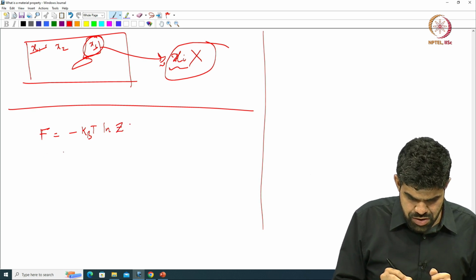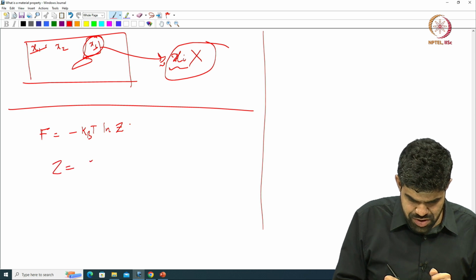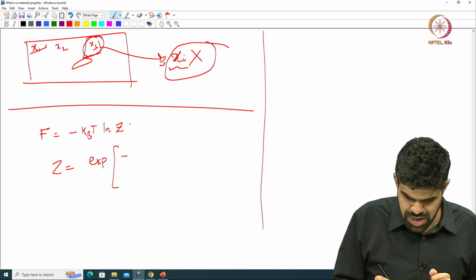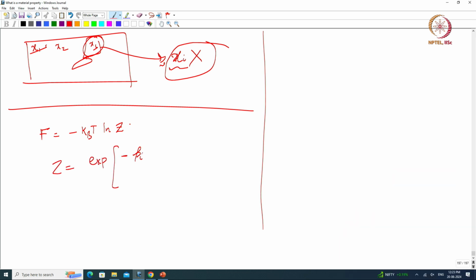And so Z itself is equal to the exponential of minus Pi script T, that is the electric field, and minus xi capital X, right, by kT.